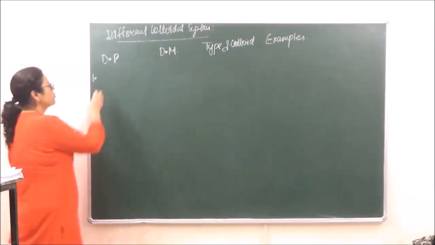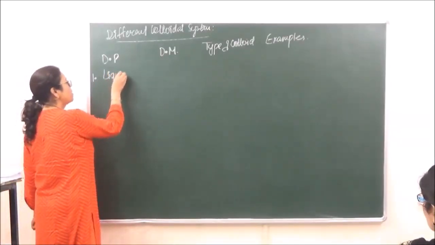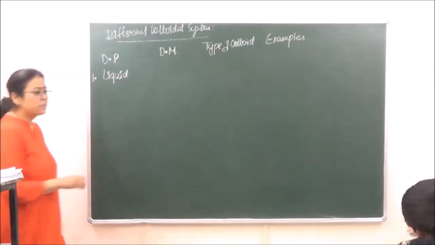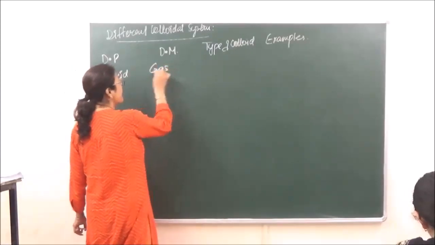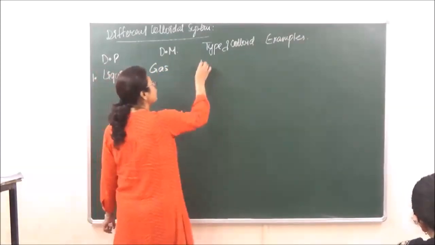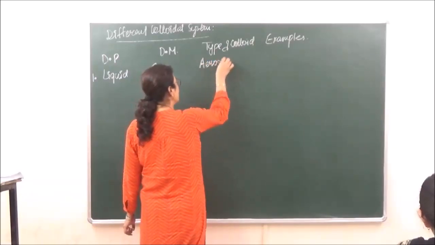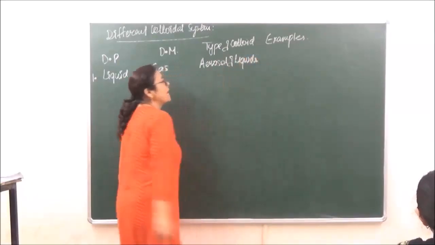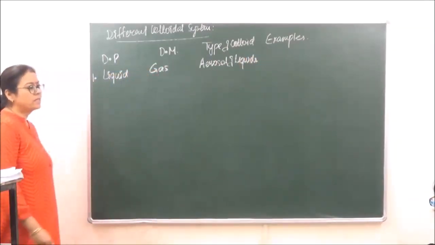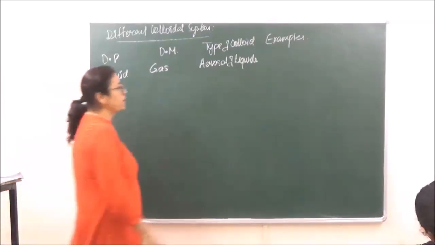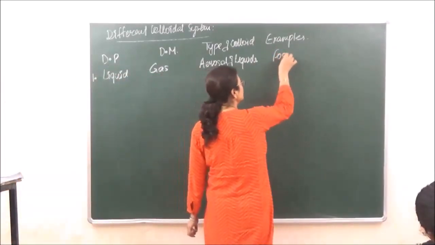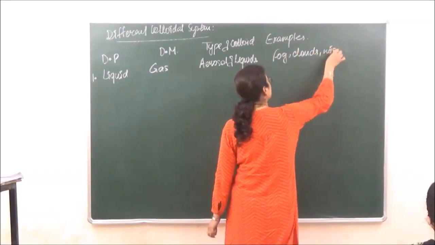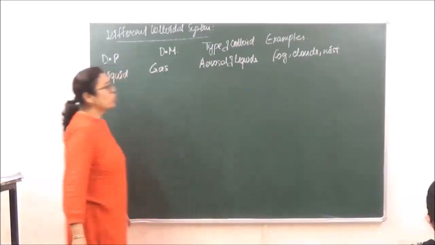The first kind which we are going to do is, we are taking the dispersed phase as liquid and dispersion medium as gas. This is known as aerosol of liquids. Okay? And examples which we can take over here are fog, clouds, mist. All these are examples of aerosol of liquids.